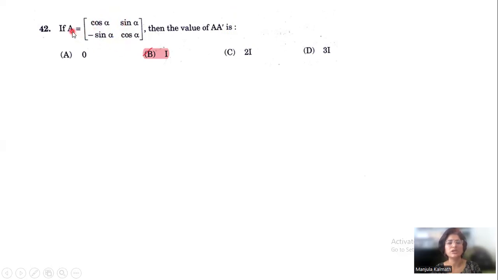Then we have to multiply A and the interchanged A complement. What will the result be? You have to notice: if it is an identity matrix, then the result will be I. Otherwise, it depends on the result, and we have to compare the result. The result of this question will be this one.